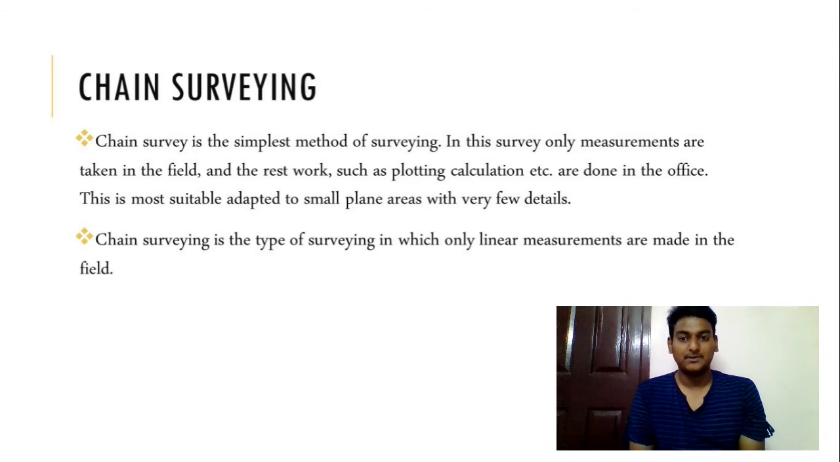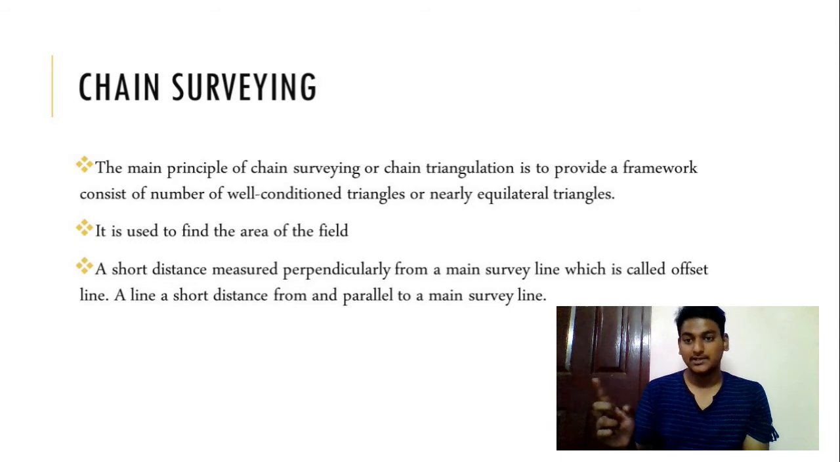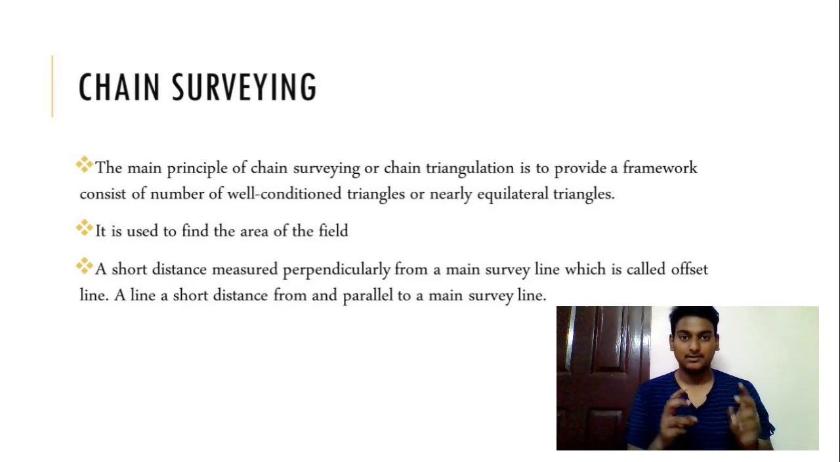Chain surveying is the type of surveying in which only linear measurements are made in the field. The main principle is to provide a framework consisting of a number of well-conditioned triangles or nearly equilateral triangles. It is also used to find the area of the field, and a short distance measured perpendicularly from a main survey line is called an offset line. In the offset method, two surveys are required to see each of the stations so that a perpendicular view can be obtained from it.